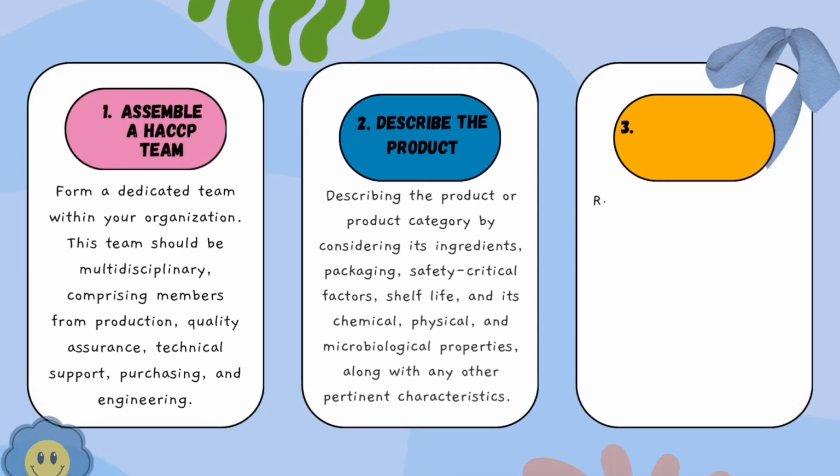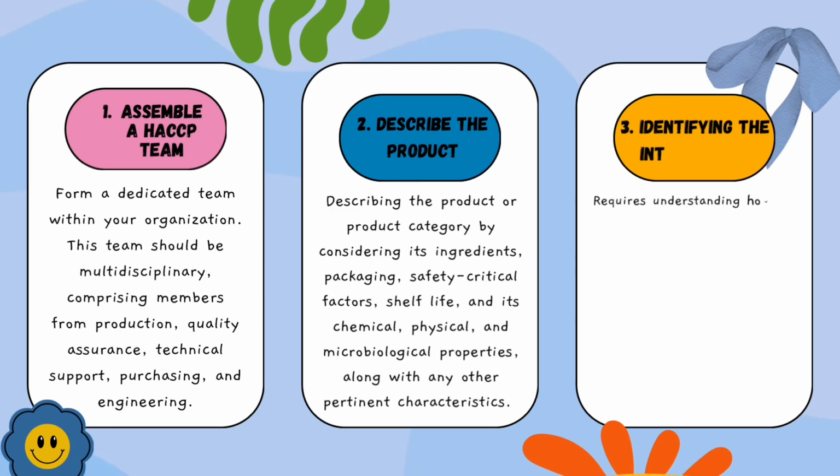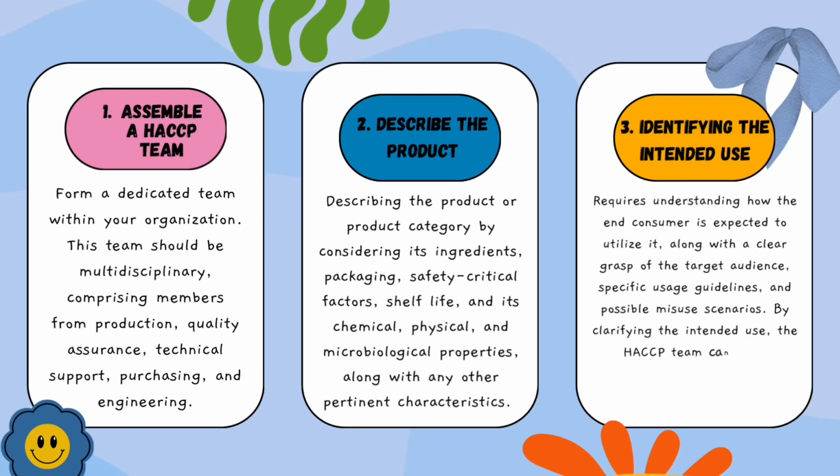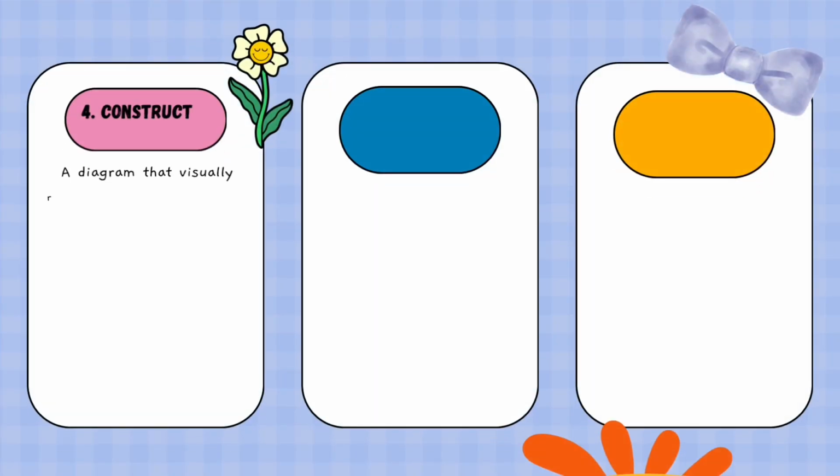The third step involves identifying the intended use of the product. This requires understanding how the end consumer is expected to utilize it, along with a clear grasp of the target audience, specific usage guidelines, and possible misuse scenarios. By clarifying the intended use, the HACCP team can more effectively evaluate risks and create strategies to address them. For example, if the product is designed for vulnerable groups such as infants or the elderly, stricter safety standards may be necessary.